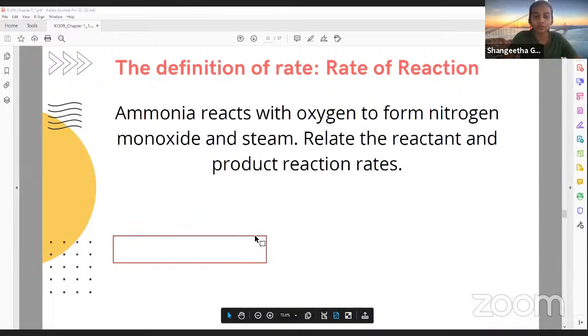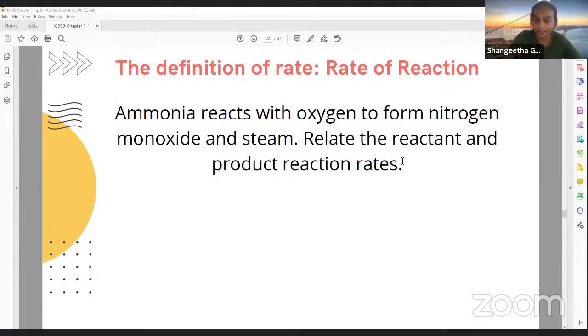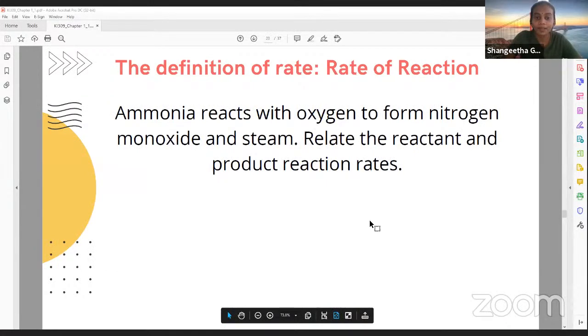Now, I want to give you a question here. I want all of you to try to answer this question: write out the relation between the reactant and product reaction rates, similar to this. Write it out quickly. I give you 5 minutes to write it on a piece of paper. Then you can just snap a picture and share it with us, or you can also write it in a Word document and share it with us.